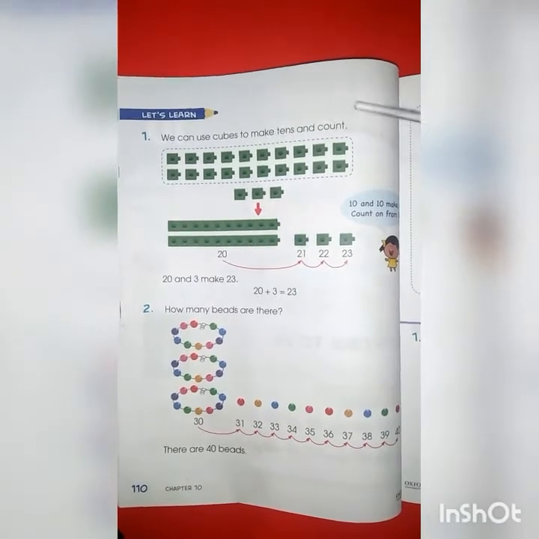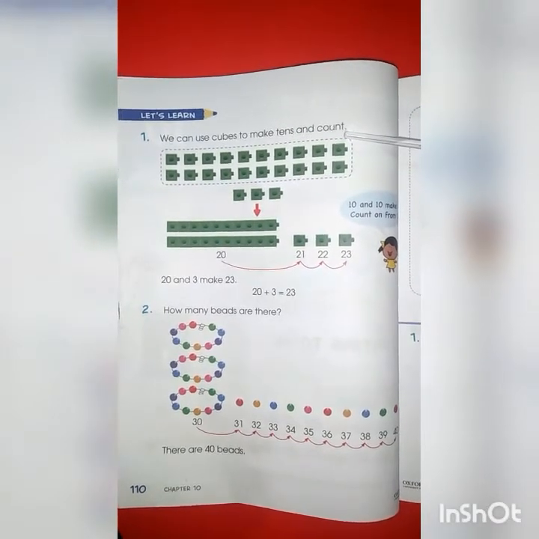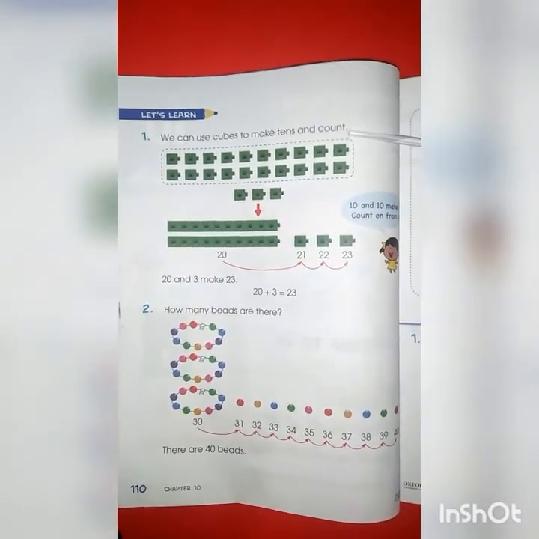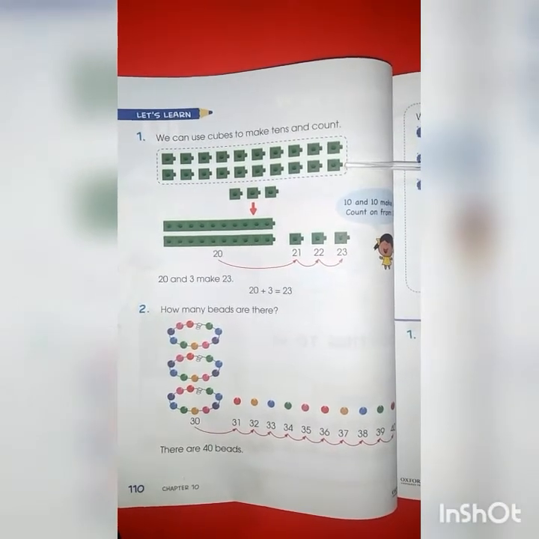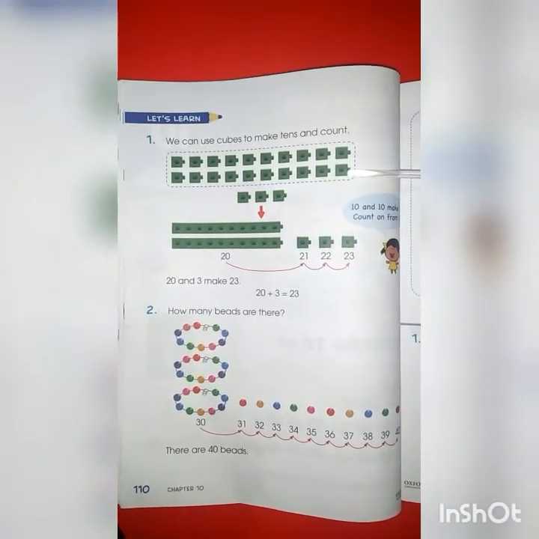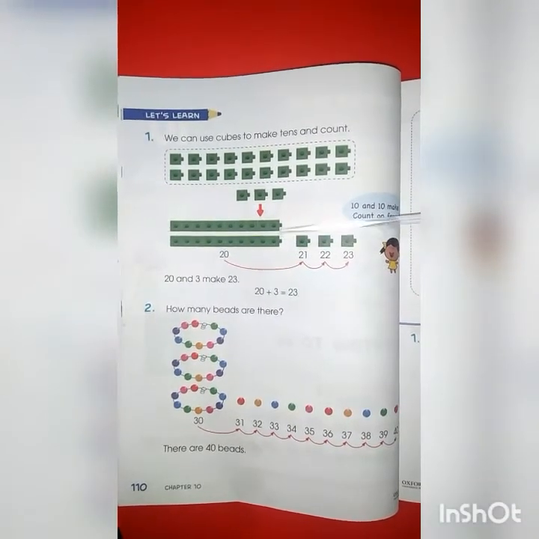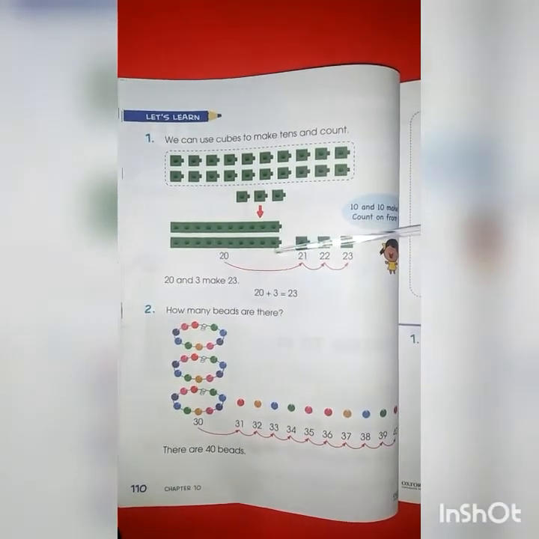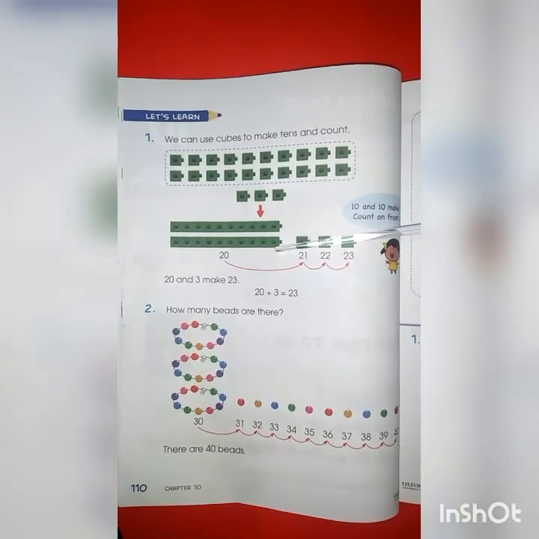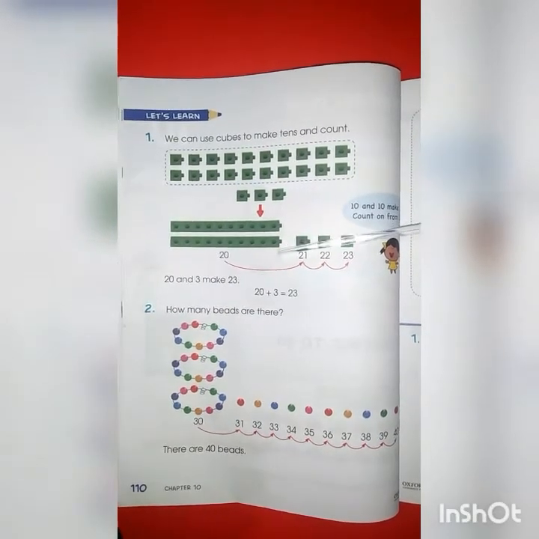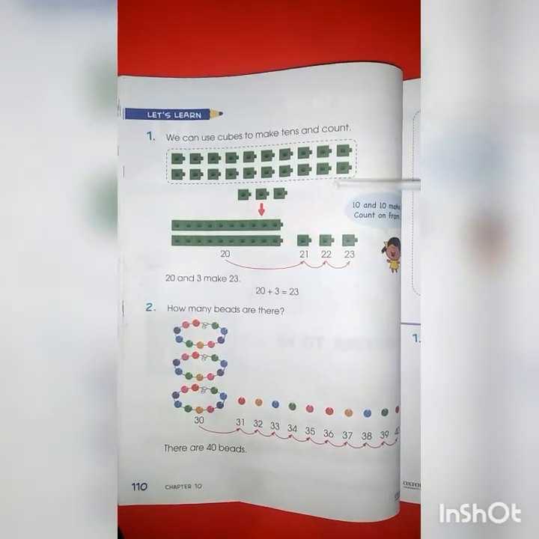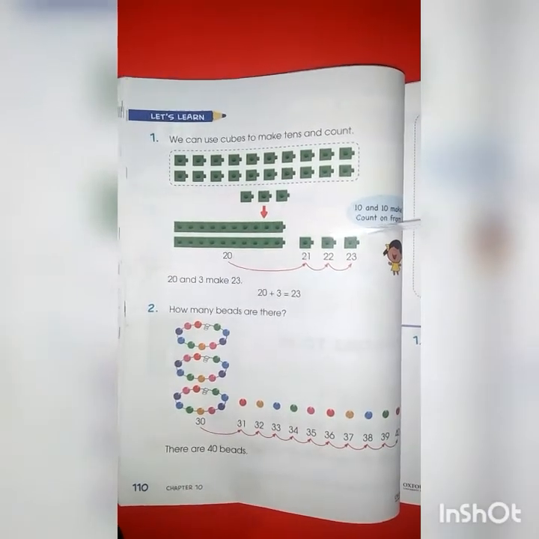Let's learn. Number 1, we can use cubes to make tens and count. Here you can see that there are many cubes and we have to make tens and then count. Here you can see that 10 and 10 makes 20 and count on from 20. After making tens, we have 3 cubes as you can see here.